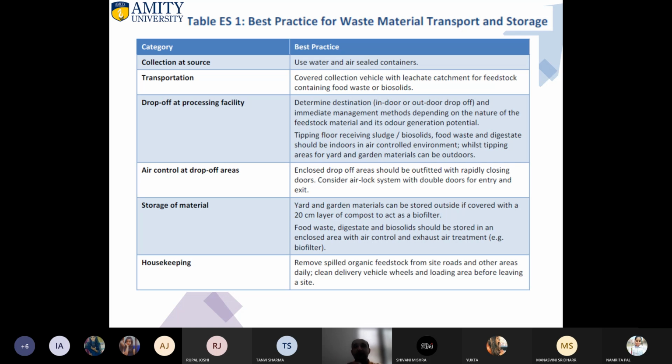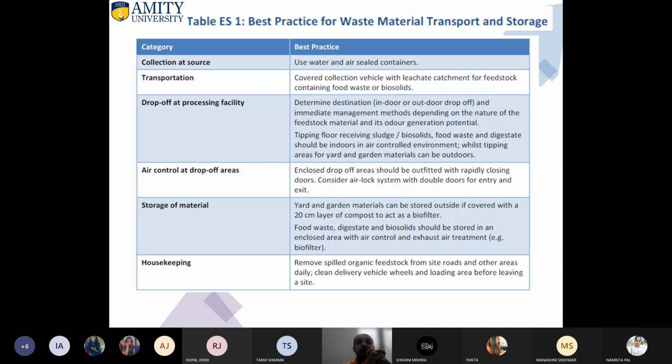So can these things be managed? Can these things be taken care of? We need transportation, the trucks that we have, the loading facilities, to be properly covered, ensuring that no waste is falling out of the truck and it is totally covered. No foul smells should come out until it is dropped at one particular place to be managed for compost generation. And then drop off at the processing facility.